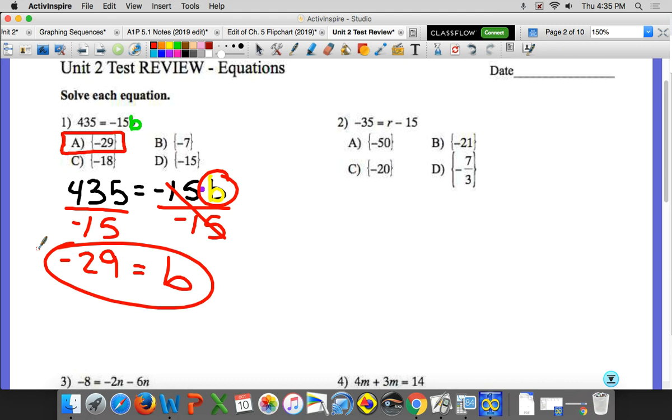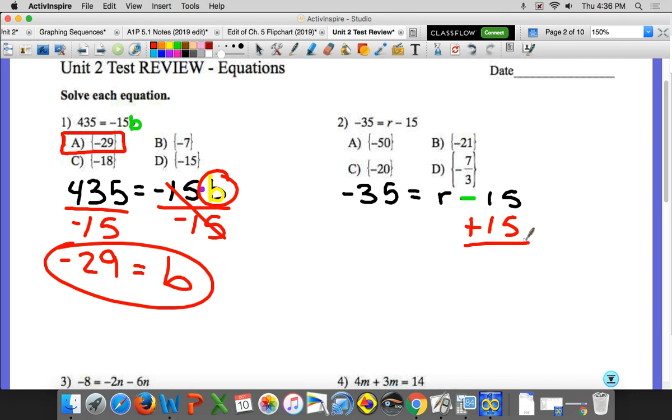And so for number 2, I'm going to rewrite it once again: negative 35 equals r minus 15. Now this one is a little bit different because this time we have an operation, and that operation is minus, and it is in between the 15 and the r. So when they're not attached like that, they are not being multiplied. So in order to get rid of that minus 15, we got to do the opposite, and the opposite of subtracting 15 would be adding 15.